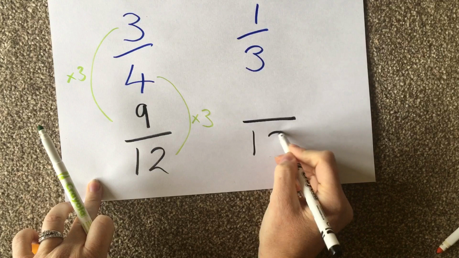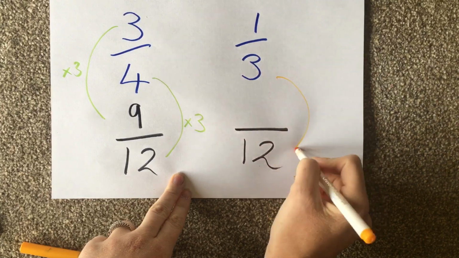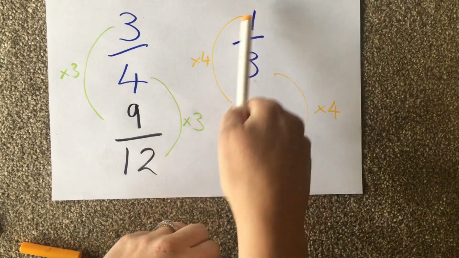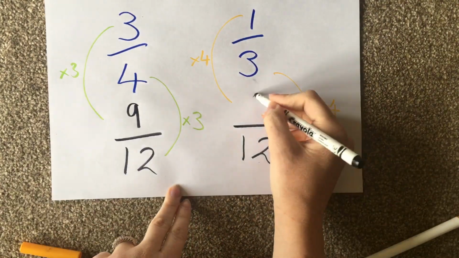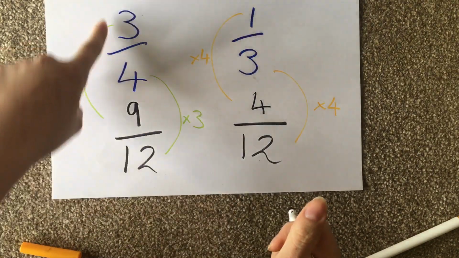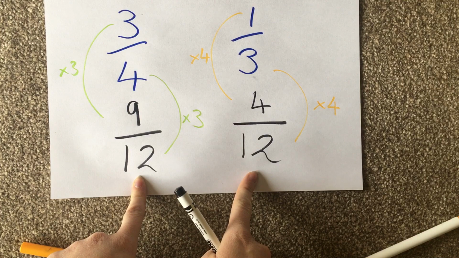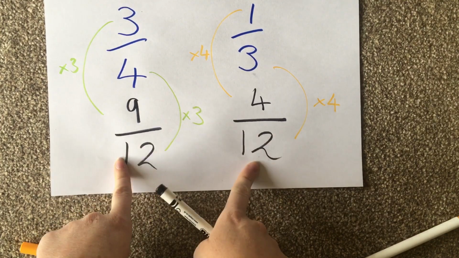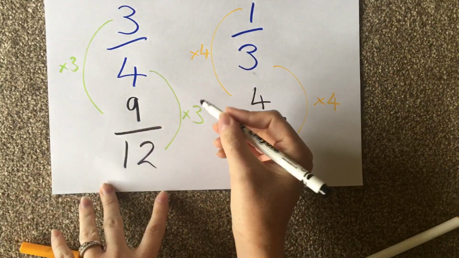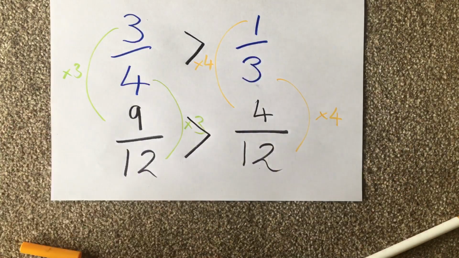Now over here, I want to have 12ths at the bottom, but I'll be doing it slightly differently because to get from 3 to 12, I've had to times by 4, which means that I'm doing the same up there to the top. I've gone 1 times 4 here, which is 4. So now what I know is that 1/3 is the same as 4/12, and 3/4 is the same as 9/12. So now I've got 9/12 and I've got 4/12, and so I can see which is bigger. They're both the same at the bottom now, which means all I need to think about is whether 9 is larger or 4. And 9 is the bigger one, so I say 9 is greater than 4, which means that my 3/4 is greater than 1/3.